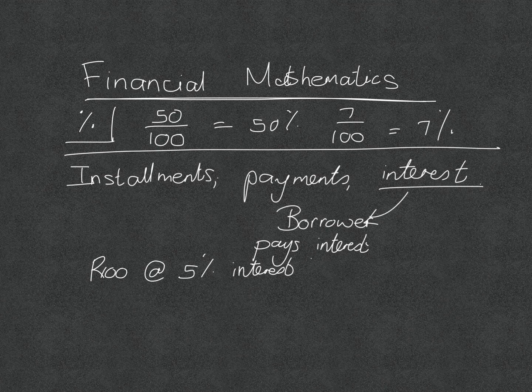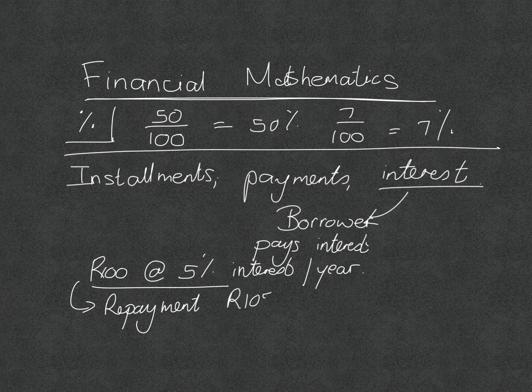In other words, if you borrow 100 Rand from your rich uncle at 5% interest, and let's make that interest per year, that means at the end of a year, you have to repay your uncle not 100 Rand, but 105 Rand. Because you calculated 5% of 100, and that has to be added on, so you have to pay more than you originally borrowed, because that's how interest works.